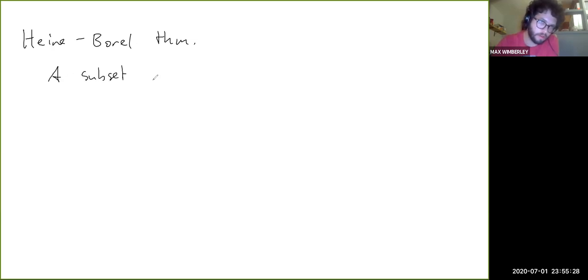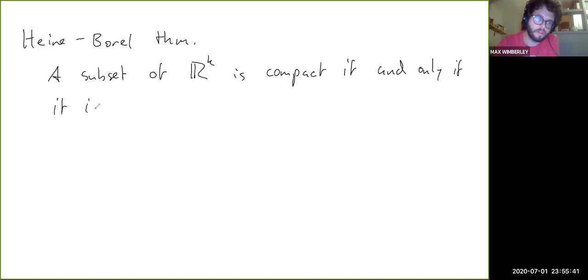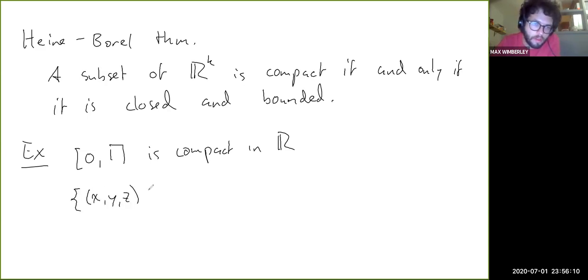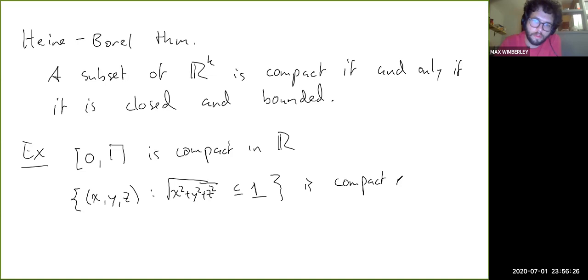A subset of R^k is compact if and only if it is closed and bounded. Okay, so for example, [0, 1] is compact in R, or like the unit ball, right? The set of (x, y, z) such that the square root of x squared plus y squared plus z squared is less than or equal to 1 is compact in R^3.